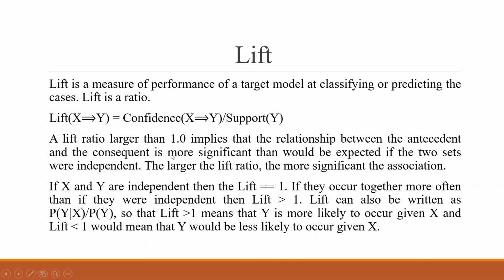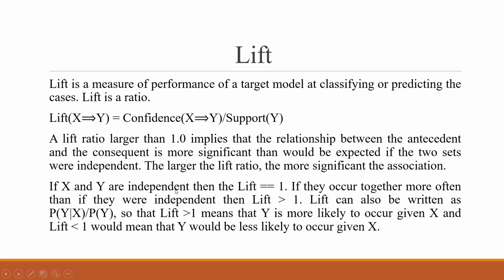Now, lift is a measure of performance of the target at classifying or predicting the cases. So, lift is a ratio. Lift of X to Y is the confidence of X to Y divided by the support of Y. A lift ratio larger than 1 implies that the relationship between the antecedent, meaning the condition if, and the consequent is more significant than would be expected if the two sets were independent. It is better. The larger the lift ratio, the more significant the association between the two products.